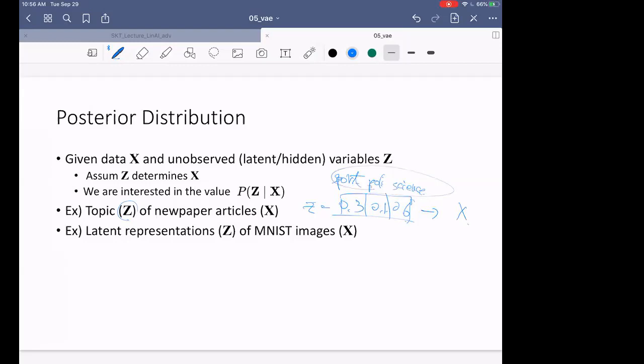So if you assume this, then given a document, given a newspaper article, you want to re-infer the true Z given the document. So that's where P(Z given X), the posterior distribution, comes in.